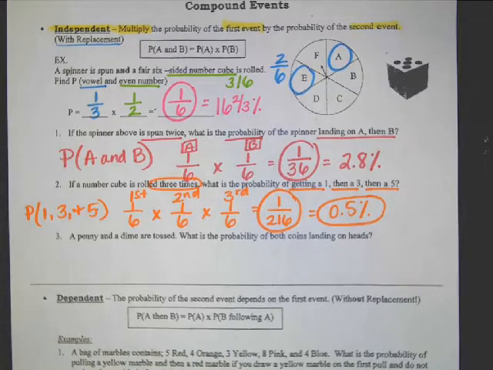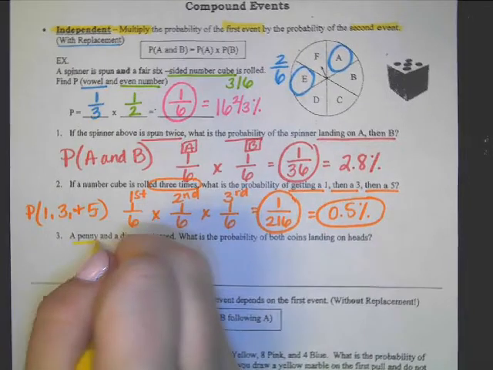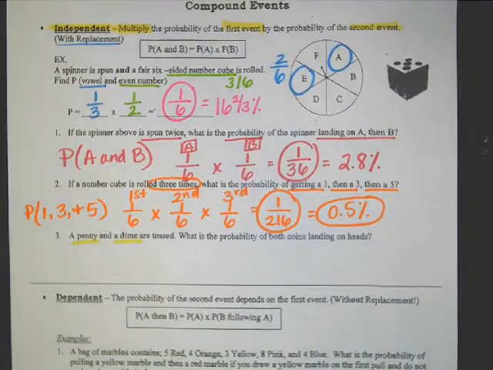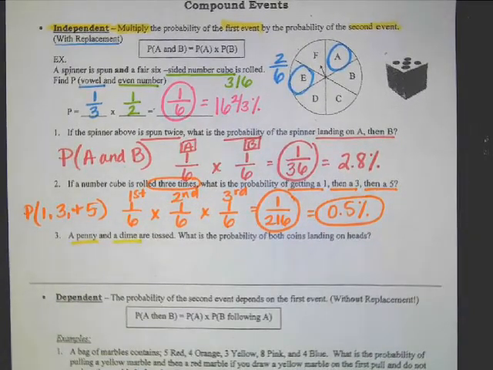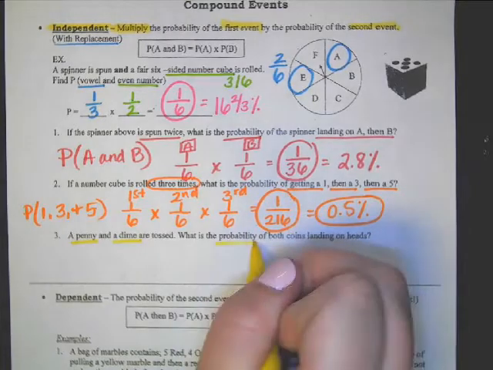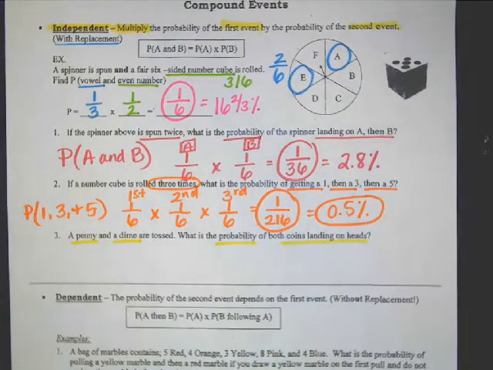Number 3, taking a look at our last independent example. A penny and a dime are tossed. What is the probability that both coins land on heads? So they're telling us we have 2 coins. We understand that coins have 2 sides, either heads or tails. We're hoping to find the probability of them both landing on heads.